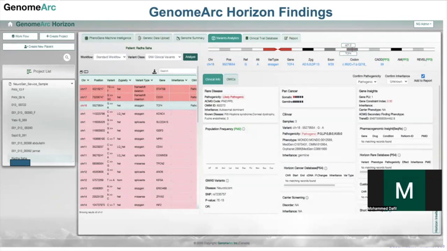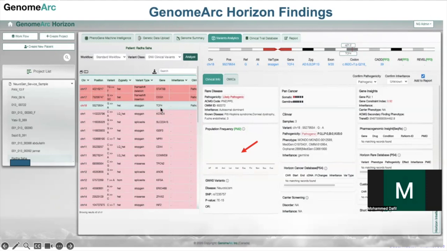When we looked at this data, we identified a variant impacting the TCF4 gene, and this gene is known for this type of clinical presentation. I will explain a little more about how we analyze the data from the GenomeArc Horizon platform. First, we look at the population frequency of the variant. You can see the variant table. After uploading the VCF file, it automatically classifies the variants based on ACMG, and gives you a short list of clinically meaningful variants.